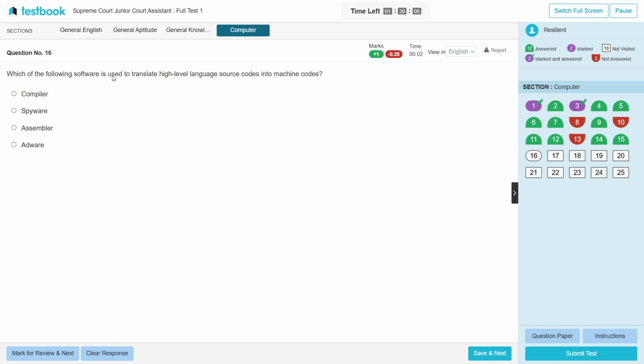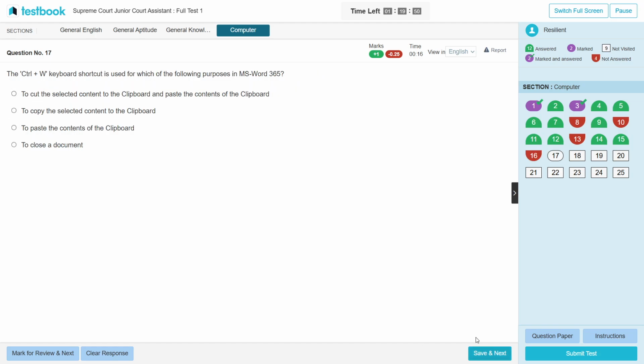Which of the following software is used to translate high-level language source codes into machine codes? To translate: machine, assembler, a compiler. ये तो बाद में देखते हैं. Control plus W कीबोर्ड MS Word बंद करने का काम होता है.